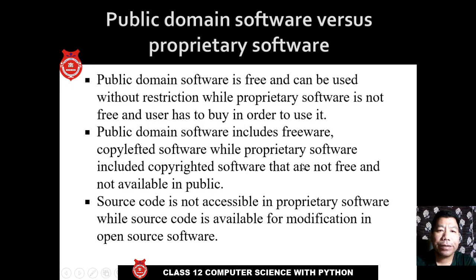And let's talk about public domain software versus proprietary software. Public domain software is free and can be used without restriction, while proprietary software is not free and the user has to buy it in order to use it. When you say public domain, it is free software. When you say proprietary software, it is paid software, okay? Public domain software includes freeware and copyleft software, while proprietary software includes copyrighted software that is not free and not available to the public. And source code is not accessible in proprietary software, while source code is available for modification in open source software. All right, I hope you understand the difference between public domain software and proprietary software. Let me repeat: public domain software means free software, proprietary software means paid software.